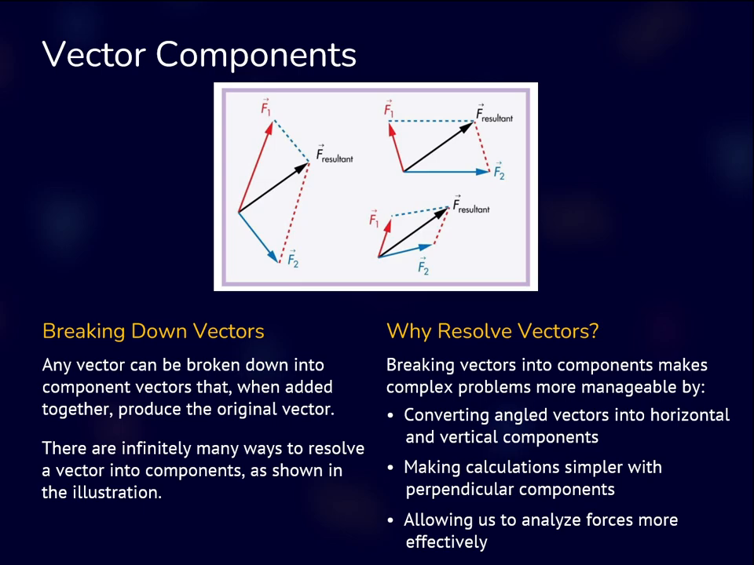Any vector can be broken into parts, and we call these parts components, component vectors. Think of a runner pushing at an angle. That diagonal force is really made up of two simpler forces, meaning one horizontal and one vertical. These are the components of that vector. So breaking vectors into components helps solve complex problems much more easily. For example, it's much easier to add horizontal forces to horizontal forces and then vertical ones to vertical ones.